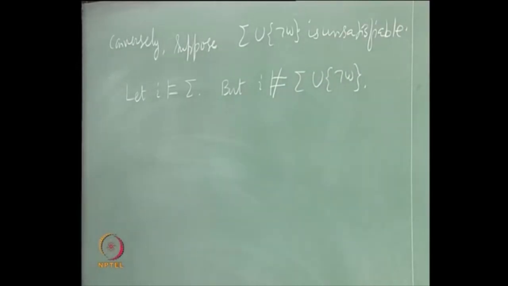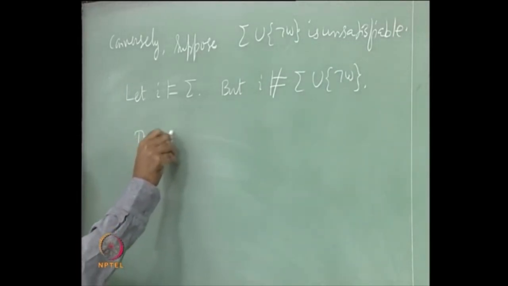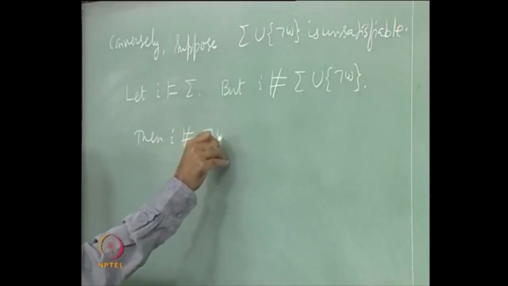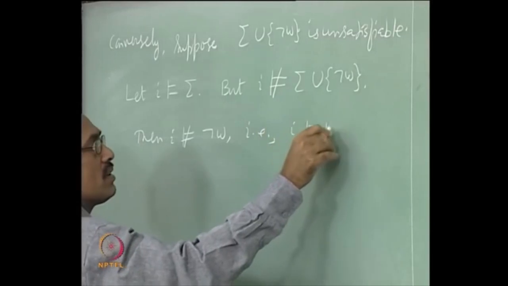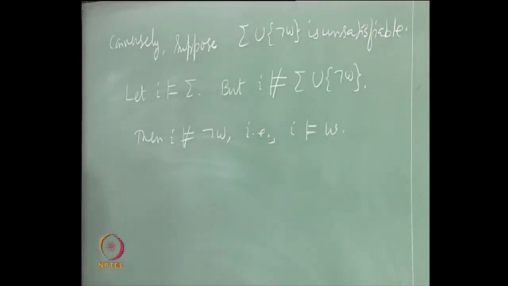What does it say? I of every proposition in sigma is 1, but I of not every proposition in sigma union not W is 1. So, where is it going wrong? At not W. So, that means I of not W is 0. So, this says I is not a model of not W, that is, I is a model of W. That proves one.